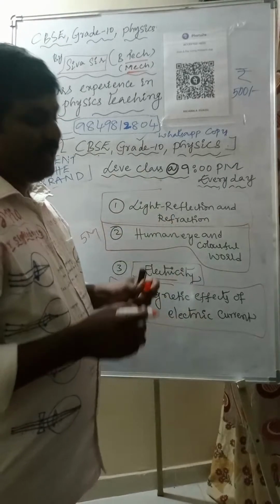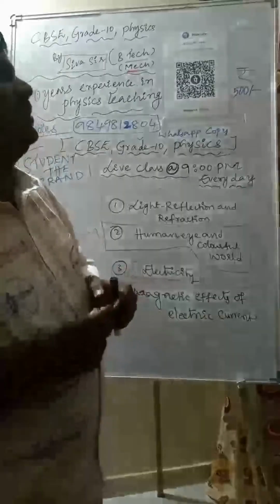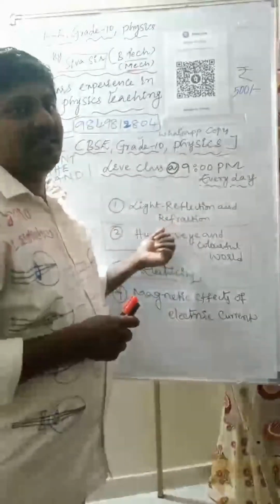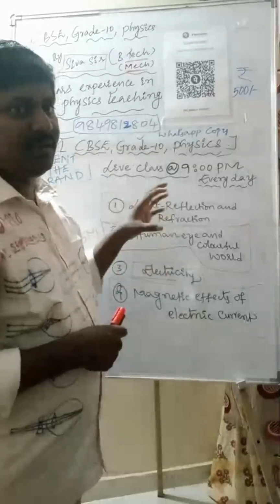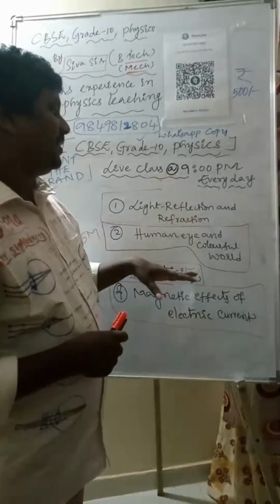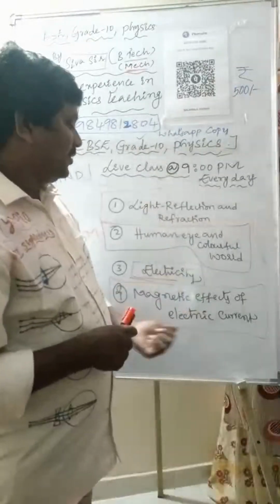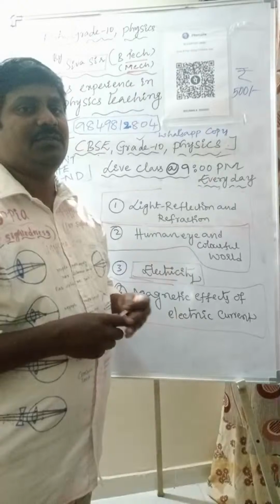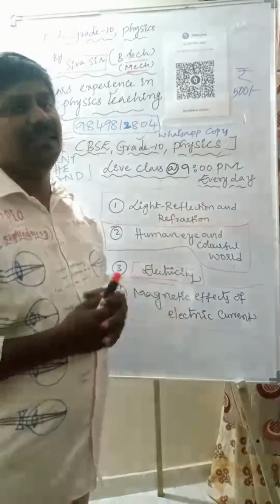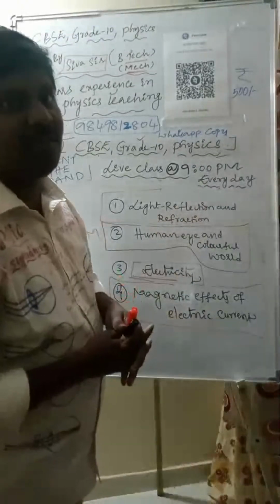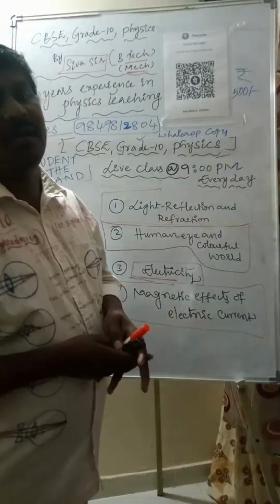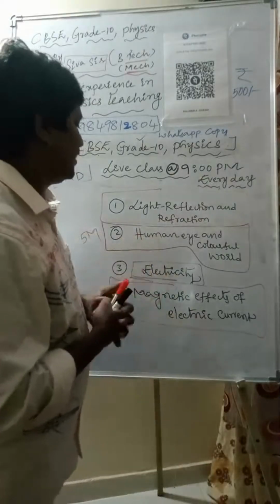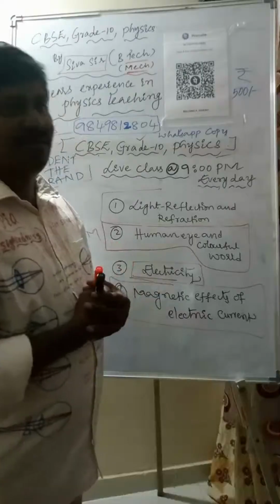In plus 2 it is a combination. So overall we can say it is the light chapter, with 13 marks, and this one 12 marks. One mark may vary, but it's fine, no problem. It is equal weightage, so you can consider it equal. Light reflection and refraction, human eye and colourful world, electricity, magnetic effects of electric current.